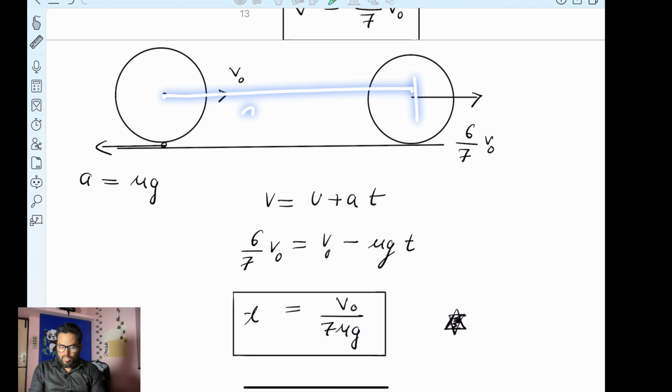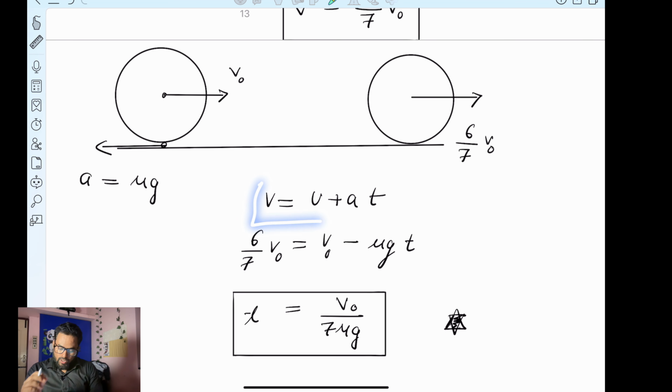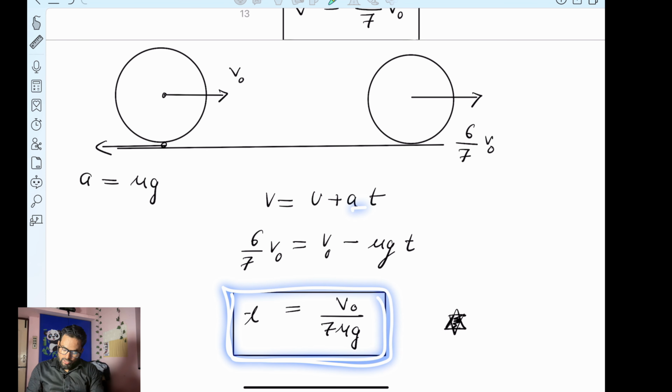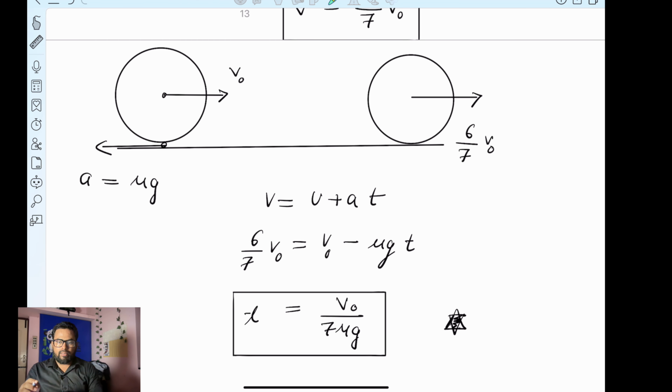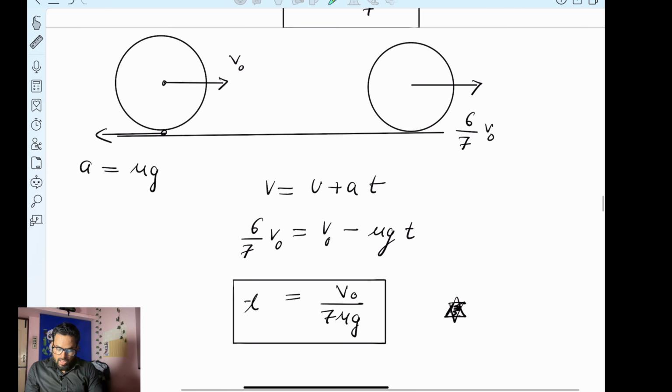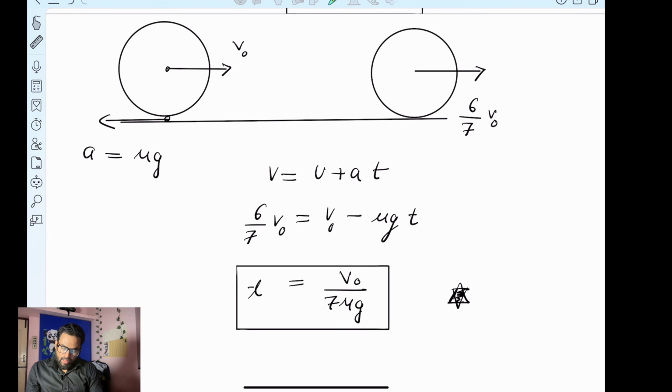And throughout this motion, acceleration would be what? Constant. So we already know acceleration is constant, equations of motion valid. So v equal to u plus at will apply. Final velocity we have, initial we have, acceleration we have. So time would become this much, v naught by 7 mu g. Getting this? Okay. So go through these questions at least two times. Try to write them in your notes and then revise whenever you want. These are important questions.